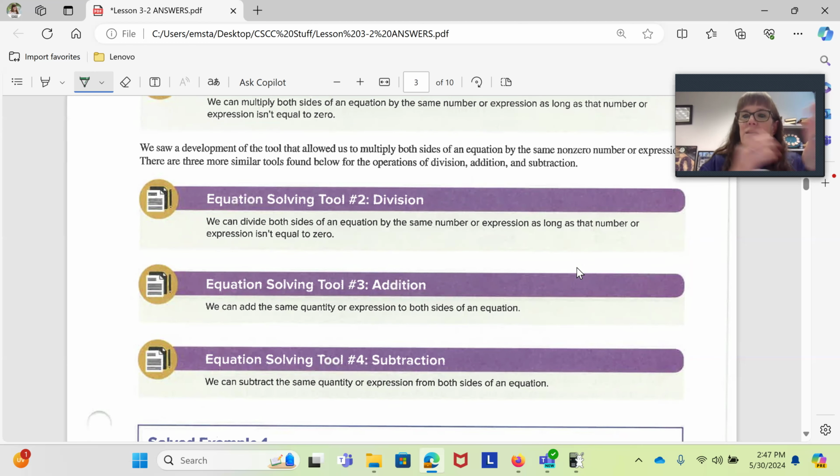We can add the same number on both sides of an equation, and it keeps the truth or the false value of it. Same thing with subtracting. So that's all we're going to have in our toolbox. We're going to multiply, divide, add, and subtract.